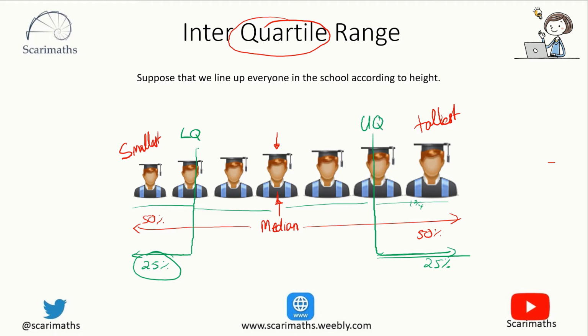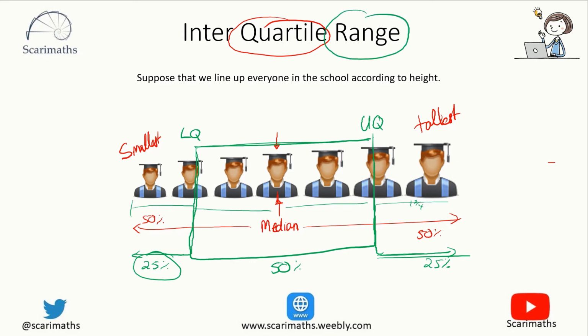So actually, if we have a look at just this data here, what amount of data have we got between here? We've got 50%. So interquartile range is the distance between the lower quartile and the upper quartile. We know that range is the distance between the lowest and the highest, so interquartile range is the difference between the lower quartile and the upper quartile.